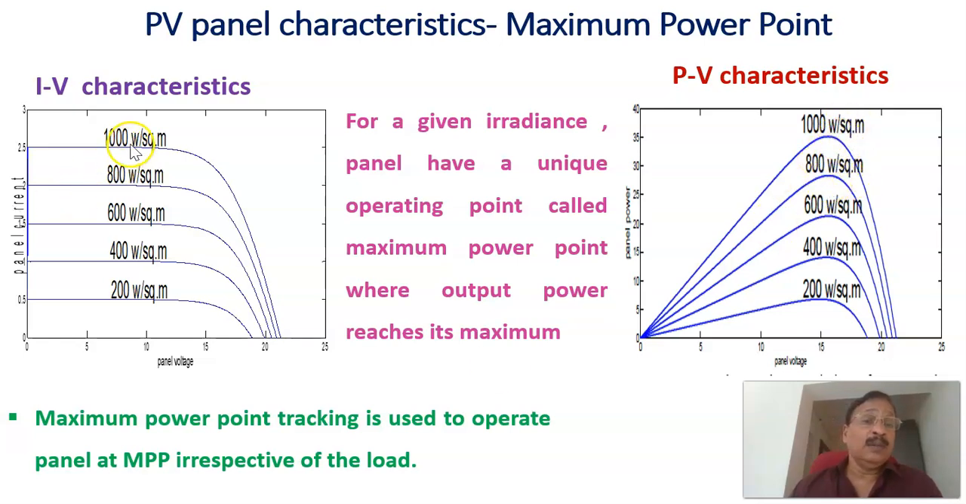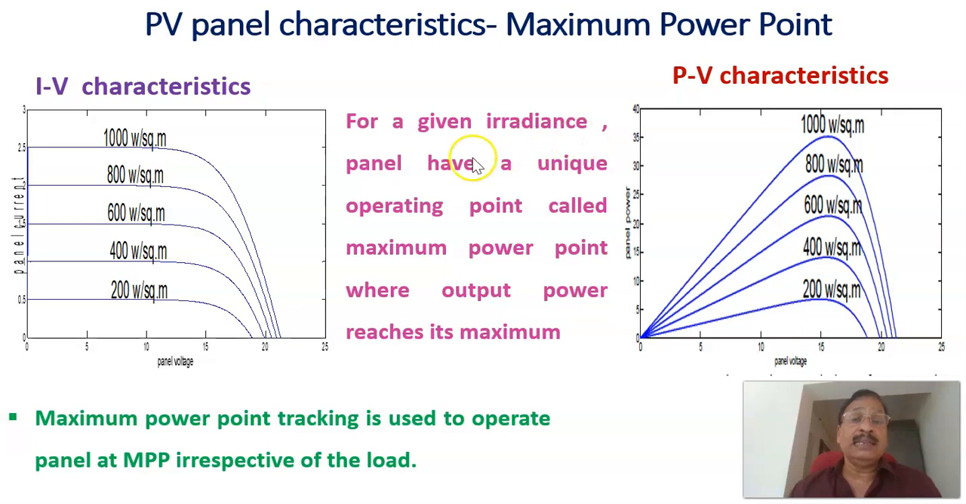Like that, for different irradiance, you can plot the current versus voltage characteristics. As irradiance reduces, you can see this IV characteristics going down. The short circuit current is reducing, and similarly the open circuit voltage is also reducing. This is the PV characteristics for different irradiance. As irradiance reduces from 1000 watts per meter square to 200 watts per meter square, you can see that the maximum power is getting reduced.